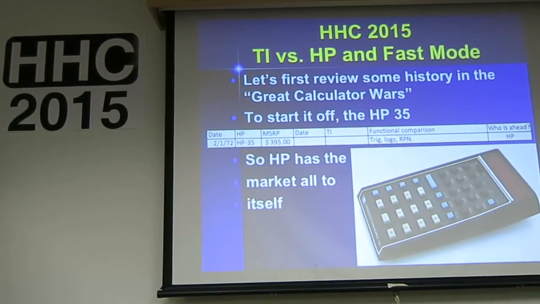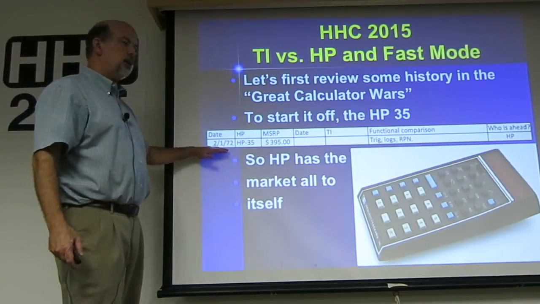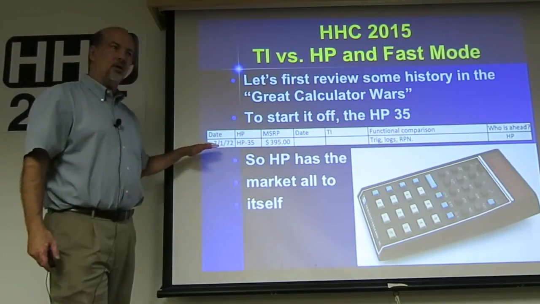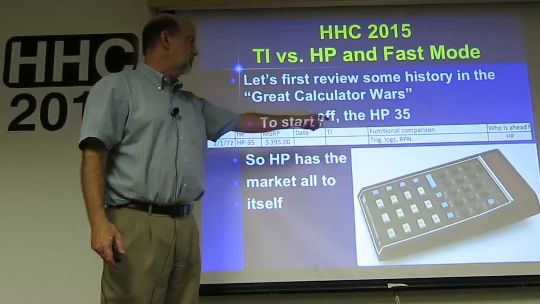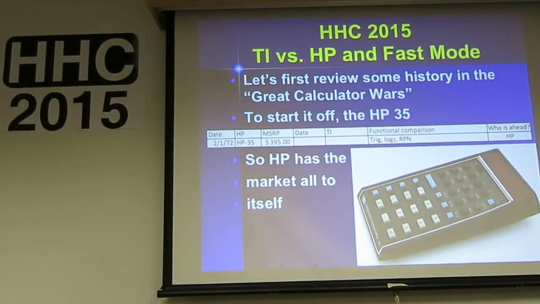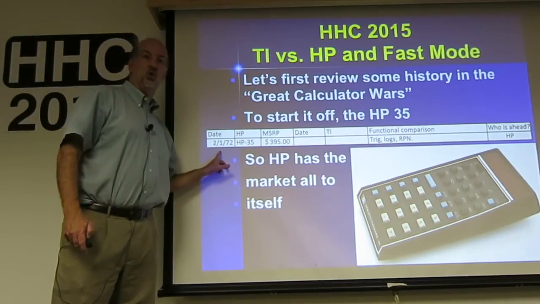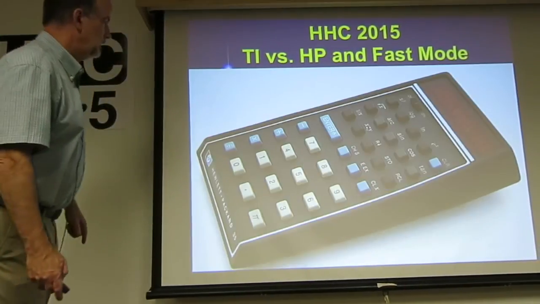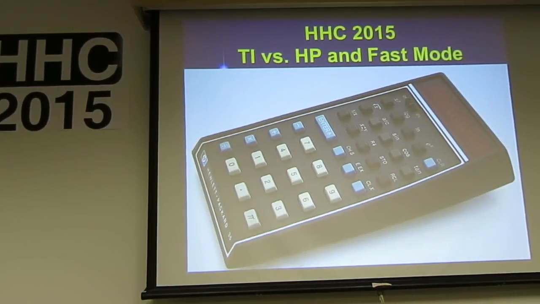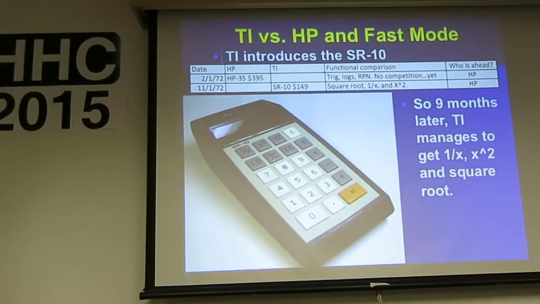To start it off first, the HP 35, somewhere here in early 1972, more or less, $395, and it had trigs, logs, and of course RPN. So HP has the market all to itself. There is no real competitor, of course, in the handheld market. Who is ahead? HP. Now notice, February 72. Okay. It's beautiful.